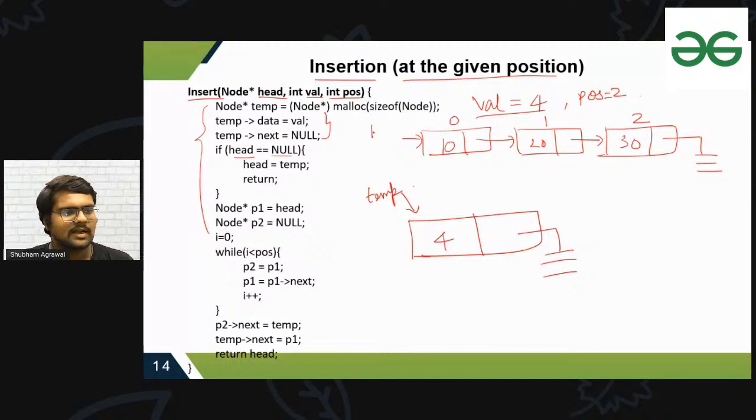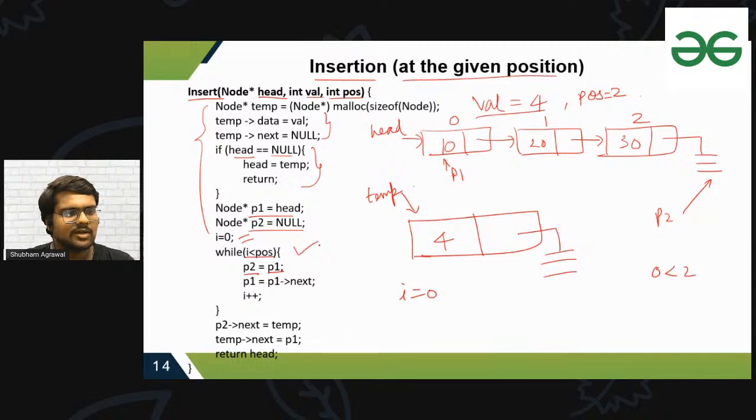And we have now two pointers. First is p1 which is pointing to the head of the linked list. Then we have pointer p2 which is pointing to null. So we have i equal to 0. So first we are comparing i with position. So i is currently 0, and 0 is compared with 2. So 0 is less than 2, hence the while condition will be satisfied.